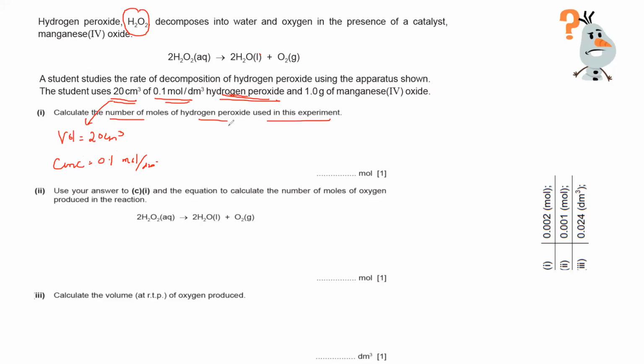If we have volume and concentration, we can use a formula to get the moles: moles equal concentration multiplied by volume. The concentration is 0.1, but what about the volume? The volume is given in cm³, so we should always convert into dm³. To convert cm³ into dm³, we divide by 1000. So 20 divided by 1000 is 0.02. The concentration is 0.1 and the volume is 0.02. When we multiply them, we get 0.002. Is it clear, the first part?